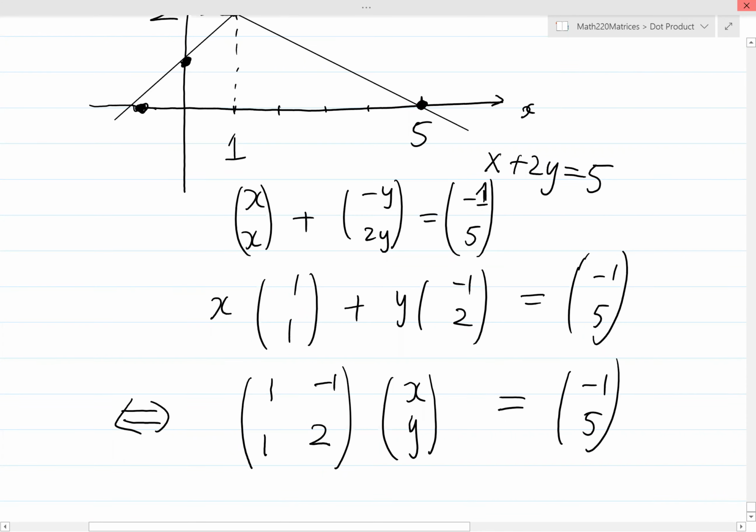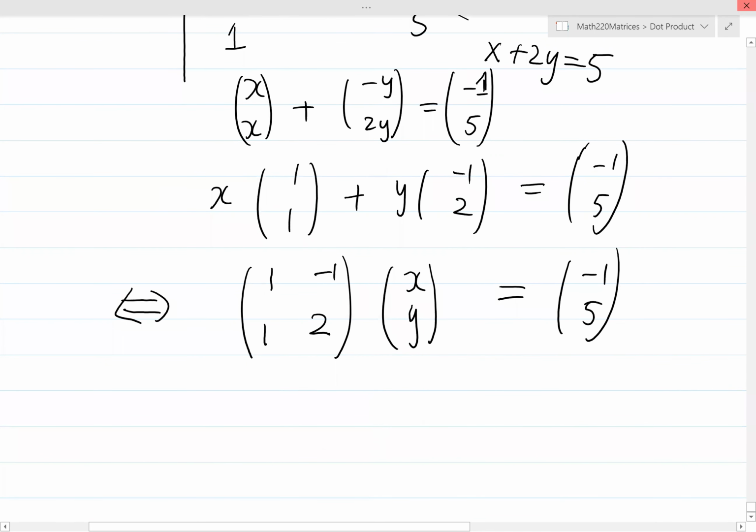You can have another point of view. This is the matrix A, this is the vector x, and this gives you a vector b. That is, under what transform do you get a vector b from a vector x? There are different points of view.